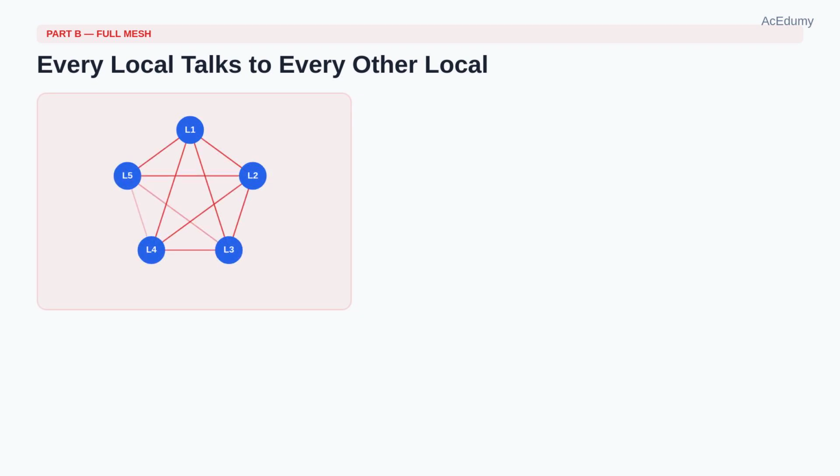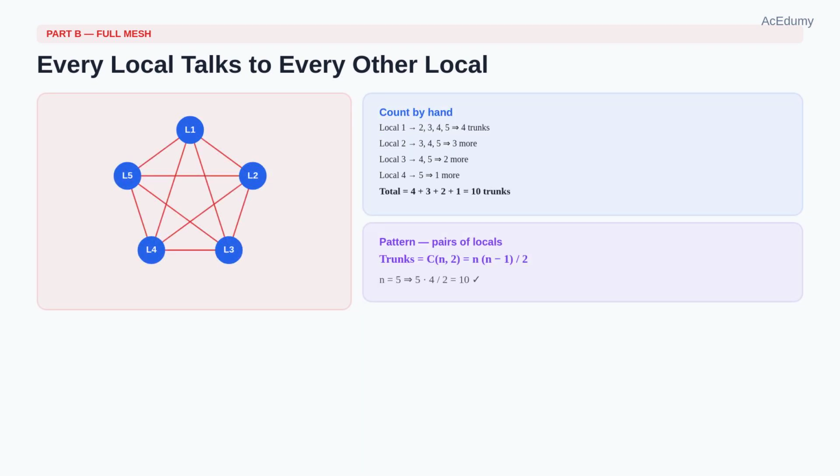Part B. Full mesh, no tandem. Now every local exchange is connected directly to every other local exchange. Count the connections. Local 1 needs a trunk to locals 2, 3, 4, and 5. That is 4 trunks. Local 2 already has its trunk to local 1, so it needs new trunks only to 3, 4, and 5. 3 more. Local 3 needs new trunks to 4 and 5. 2 more. Local 4 needs 1 more trunk to local 5, and local 5 is already connected to everyone. Add them up. 4 plus 3 plus 2 plus 1 equals 10.